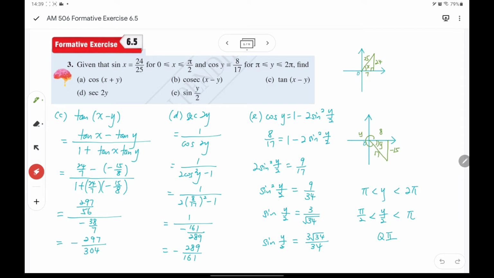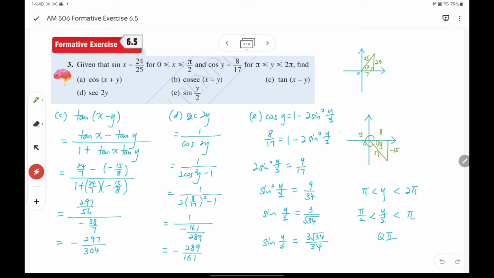E, sine y over 2. So y over 2 is half of the angle of y. We need the double angle formula. Cosine y is the only double angle formula that involves sine. So cosine y equals 1 minus 2 sine square of y over 2. So we can have cosine y as 8 over 17 equals 1 minus 2 sine square of y over 2.